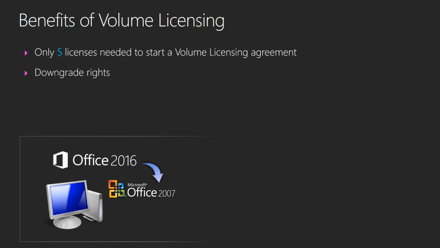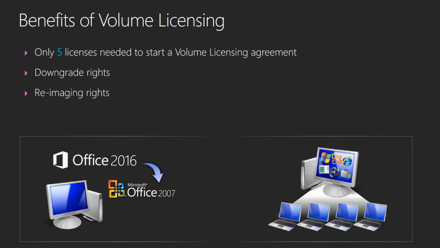Secondly, you get unlimited downgrade rights. So that means if a customer has licenses for Office 2016 but would actually prefer to run Office 2007, then they can. And another benefit of volume licensing is re-imaging rights. The IT department can build the perfect machine with all of the preferred applications and settings, and then distribute an image of that machine onto other devices.